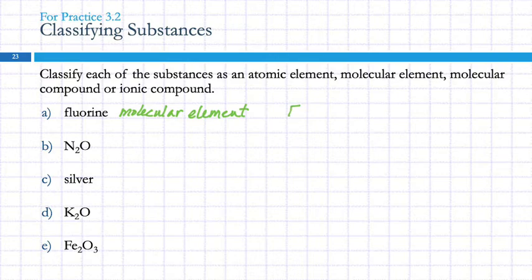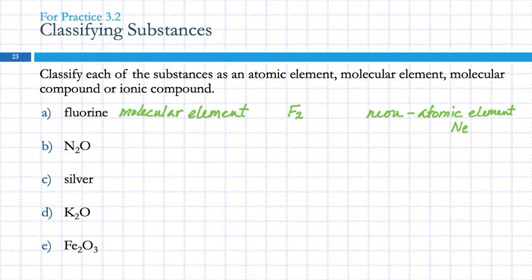So, fluorine as a free element exists as F2 molecules. Whereas something like neon is an atomic element. It's just individual atoms. So its formula as an element would be Ne. But fluorine is one of the 7 diatomic elements. So that one was a little tricky.